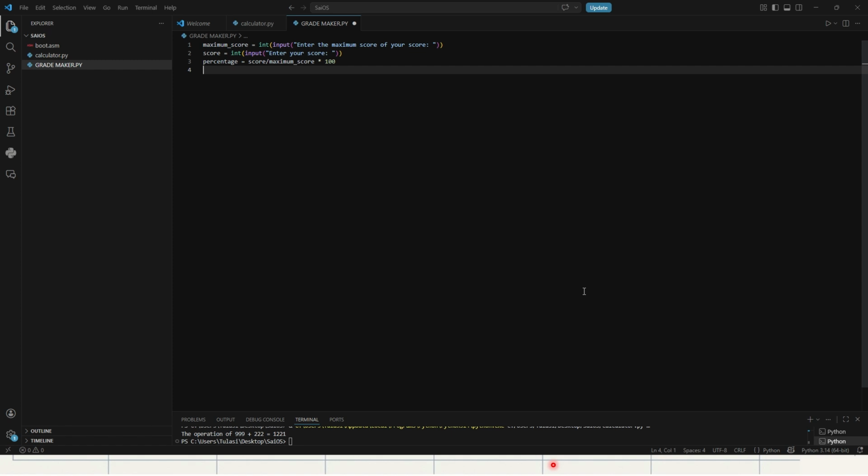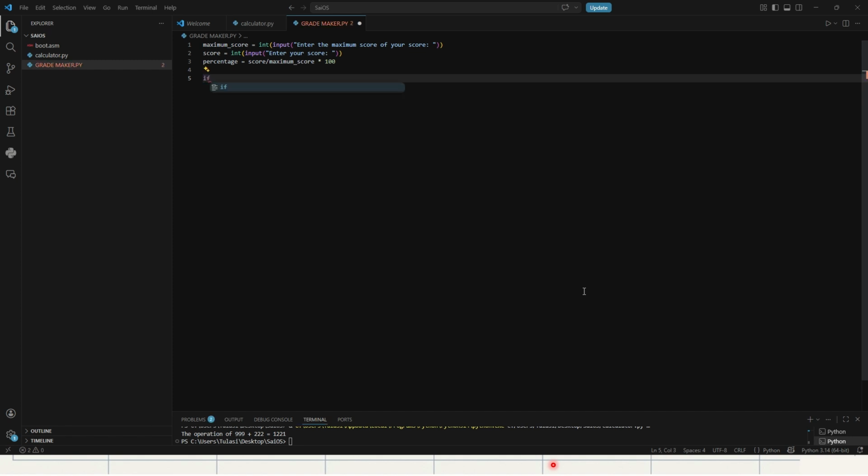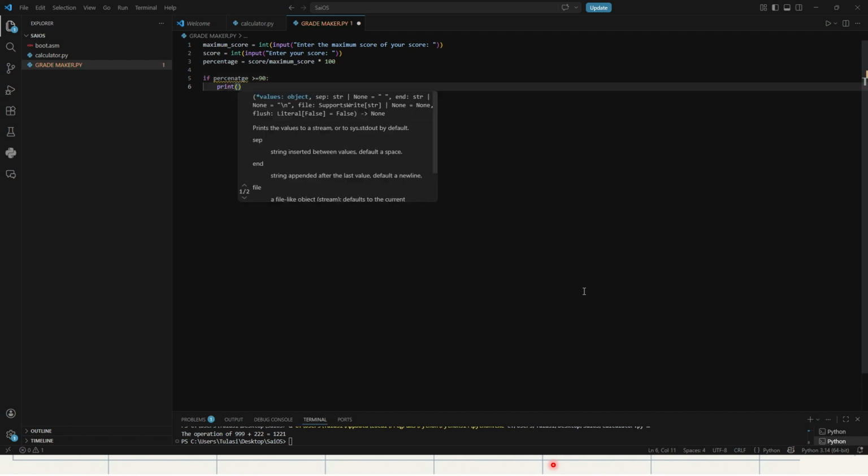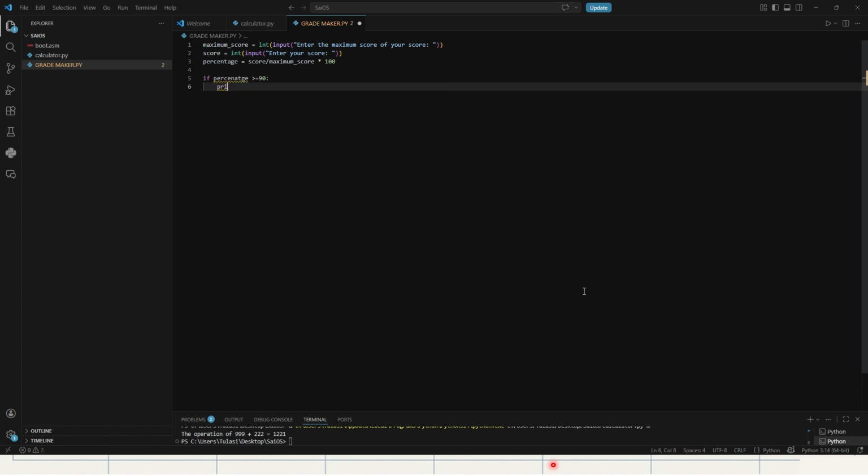And now you got your percentage. So still now you need to use your statements. So if percentage is greater than or equal to 90, print grade A. Or else, every time don't do like that, just write grade equal to A. You can write like this also. And small spelling mistakes can change the project.